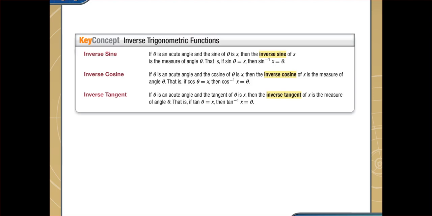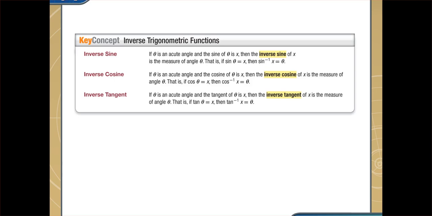So look at the next one, inverse cosine. If cosine of the reference angle theta equals x, then inverse cosine of x equals the reference angle theta. So again, the domain for the cosine becomes the range for the inverse cosine. The range for the cosine becomes the domain for the inverse cosine.